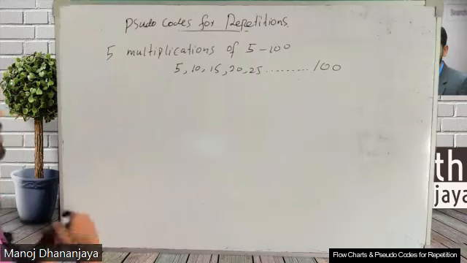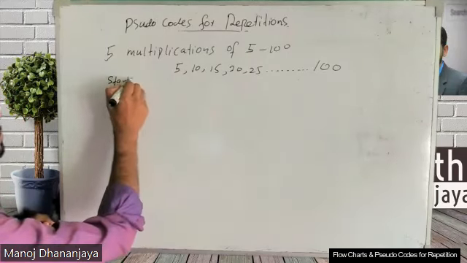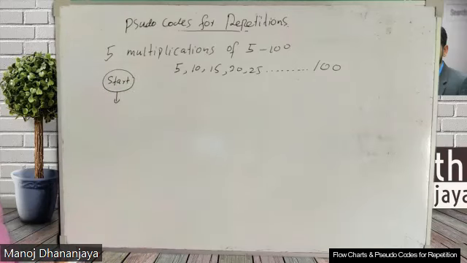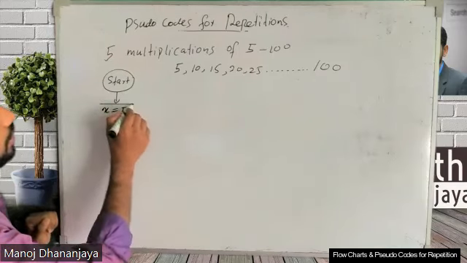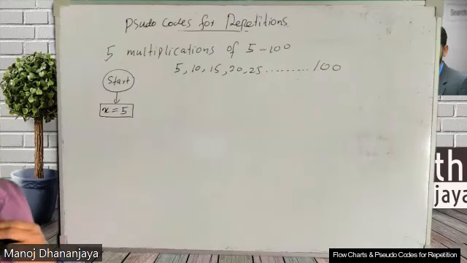I will draw the first one here. To start, we'll take a variable. X equal 5. X is the variable. It's a variable. Initial value is 5. X equal 5.